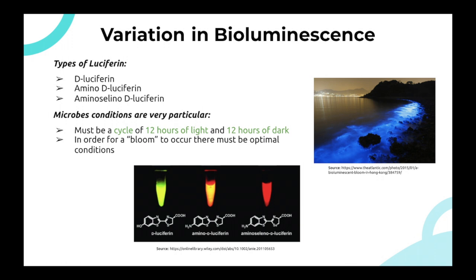The difference in color is caused by different variations in the protein luciferin. This doesn't allow the organism to change color though, as the color is generated in the cell's DNA. These three variations of luciferin are commonly found: D-luciferin, which causes green light to be emitted; amino D-luciferin, which causes yellow or orange light to be emitted; and amino D-luciferin, which causes red light to be emitted.